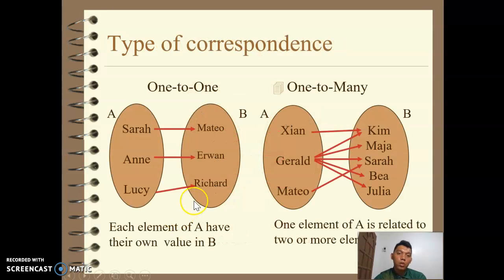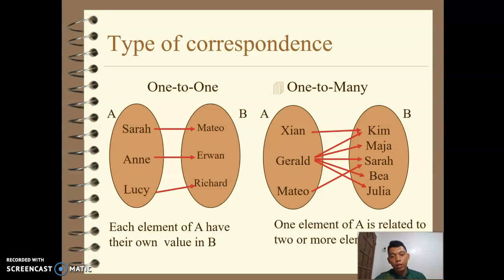So this is just a continuation of the topic functions and relations. To continue, we have here the types of correspondence, or similarly, types of relations. There are three types. Actually there are four, but the last one is the same as one of them, so basically I put them as one. So there are only three types of correspondence or relations.